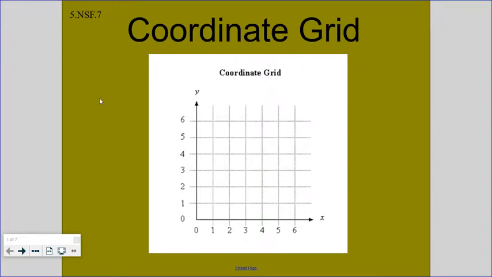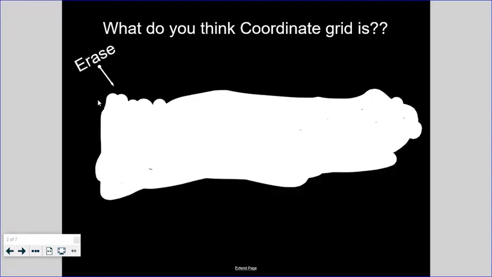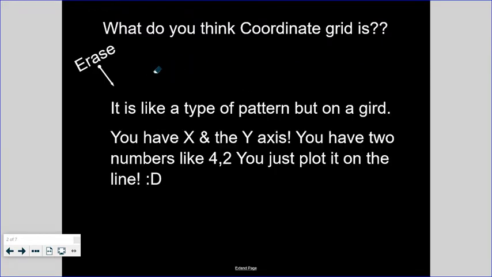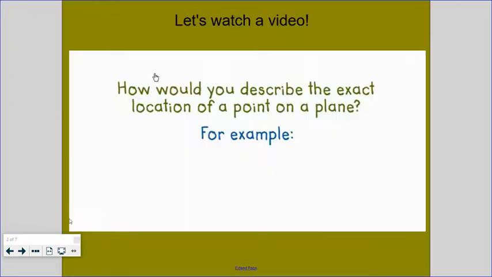Hello. Does your child, or if you are a student, need help with coordinate grid? Well, I'm here to help. So, what do you think a coordinate grid is? Well, a coordinate grid is a type of pattern, but on a grid you have an x and the y axis. You have two numbers like 4, 2, and just plot it on the line. So, we're going to watch a video for you guys to understand this.